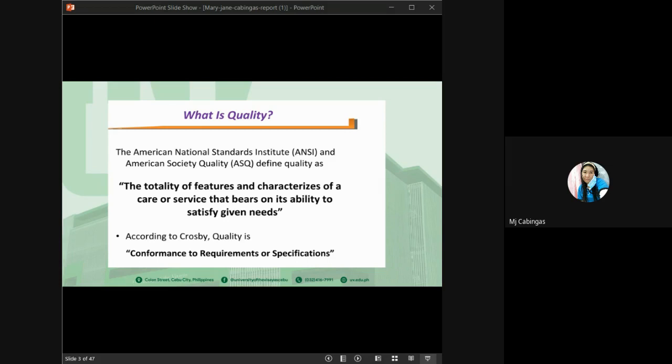So we'll just have to go back a little to TQM. So what is quality? The American National Standards Institute and American Society for Quality define quality as the totality of features and characteristics of a product or service that bears on its ability to satisfy given needs. According to Crosby, quality is conformance to requirements or specification. Next slide, ma'am.